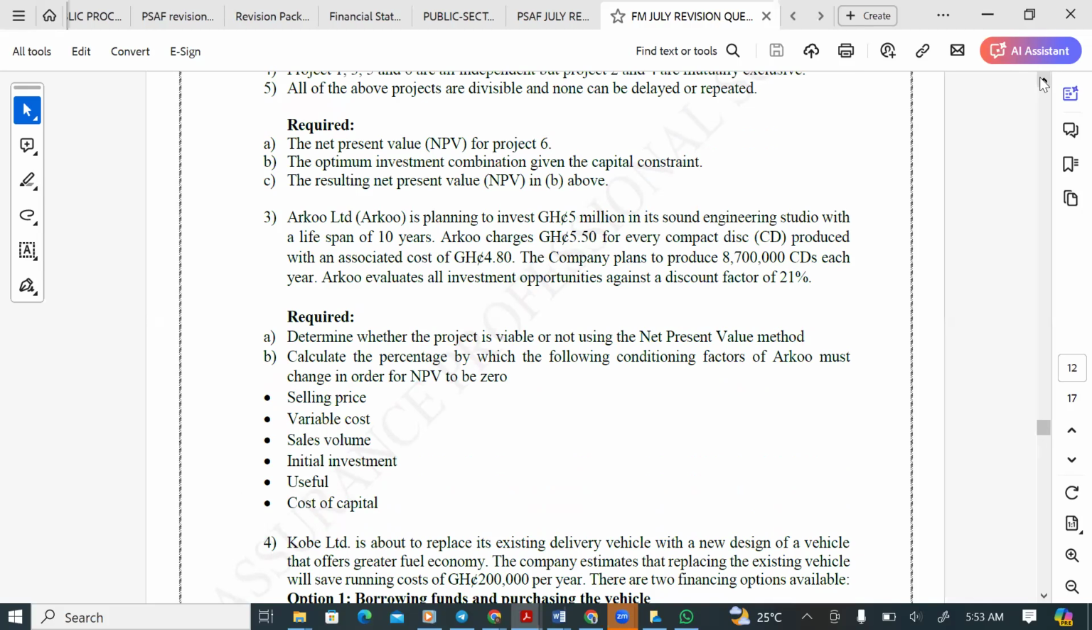Question number 3. Arco Limited. Okay, so let me read the required. Required. Determine whether the project is viable or not using the NPV method. B. Calculate the percentage by which the following condition factors must change.